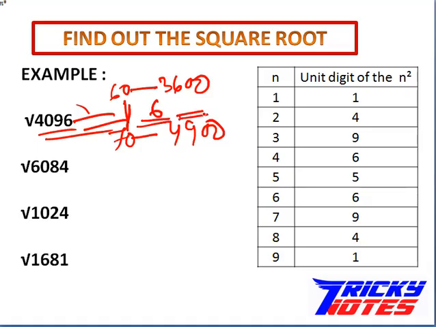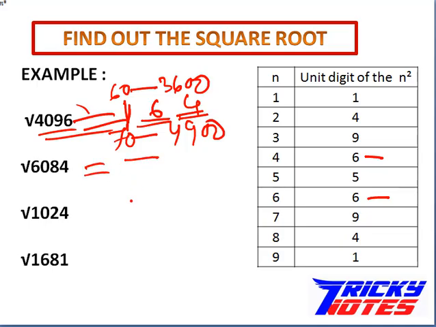Now I will find the next digit. Since the unit digit is 6, the answer can be 64 or 66. Now, 4096 is nearer to 3600, so the answer is 64. Now you can check it: the square of 64 is 4096.